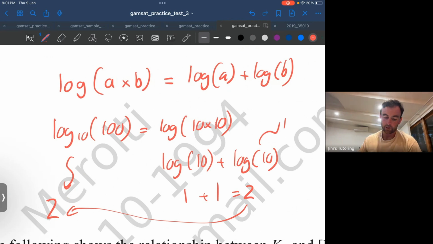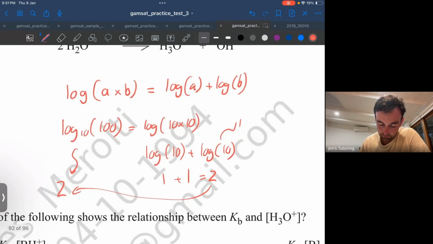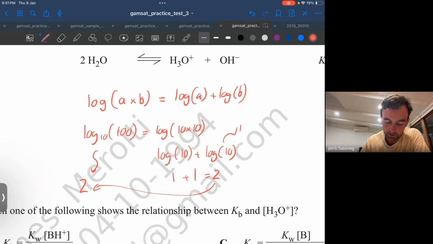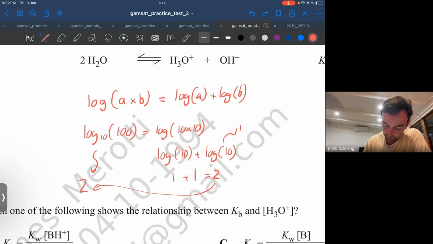So that's just a good log law to know, especially for this one: if you can break something up into its parts, if you can get products of a number, you can then split it into 2 separate logarithms, and that can be helpful sometimes. I might just leave that there.